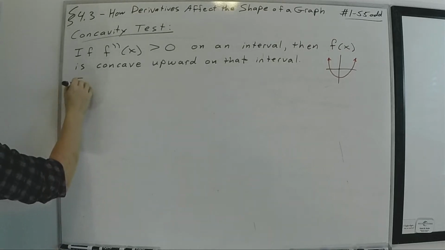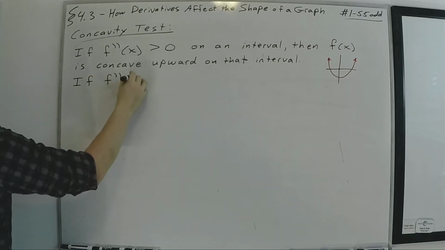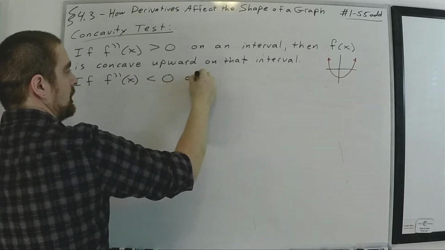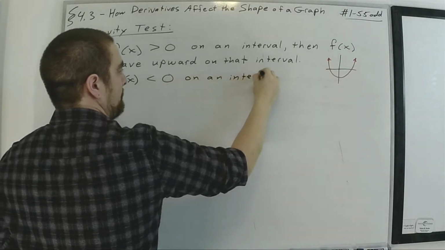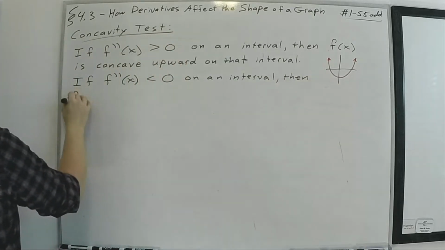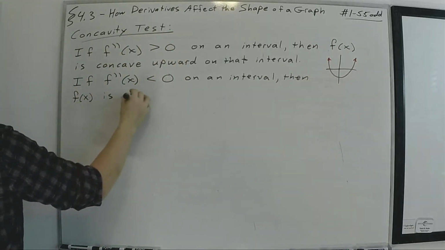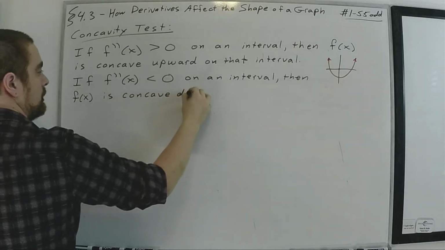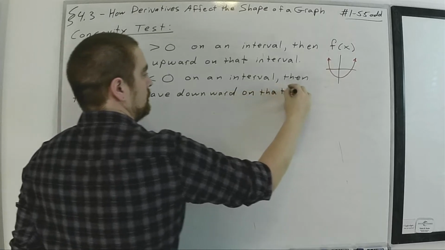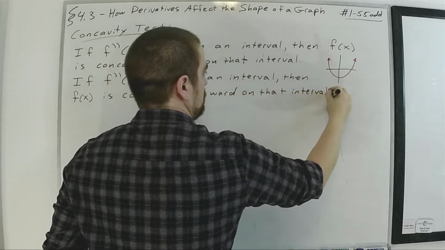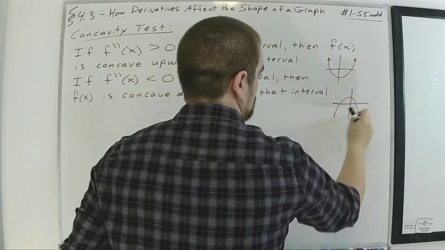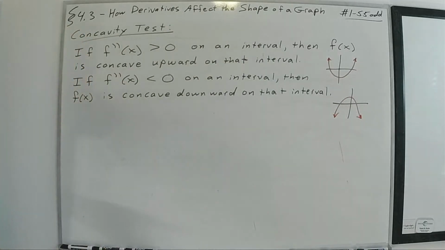And then also the other situation, if the second derivative is negative, i.e. less than 0 on an interval, then f of x, well, let's sneak it down here, is concave downward on that interval. And again, when you talk about concave downward, we mean it opens down, right? Bends like this.